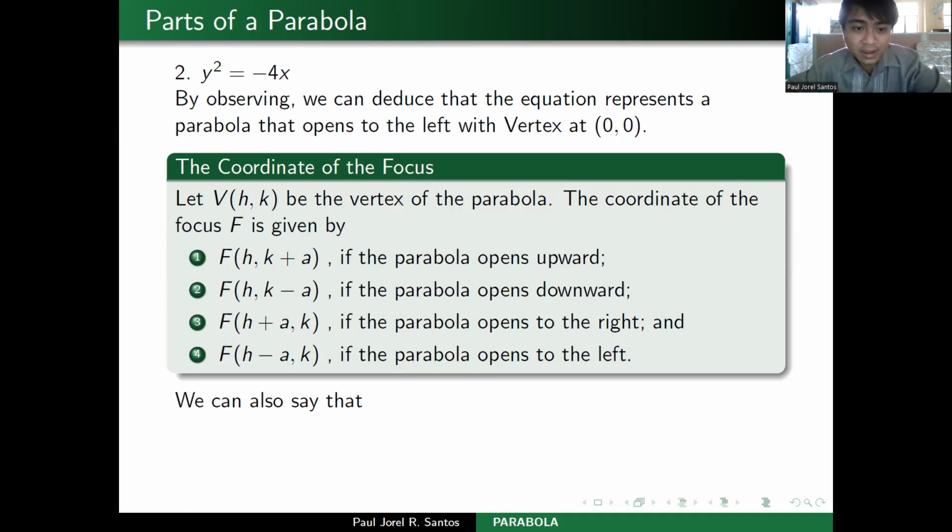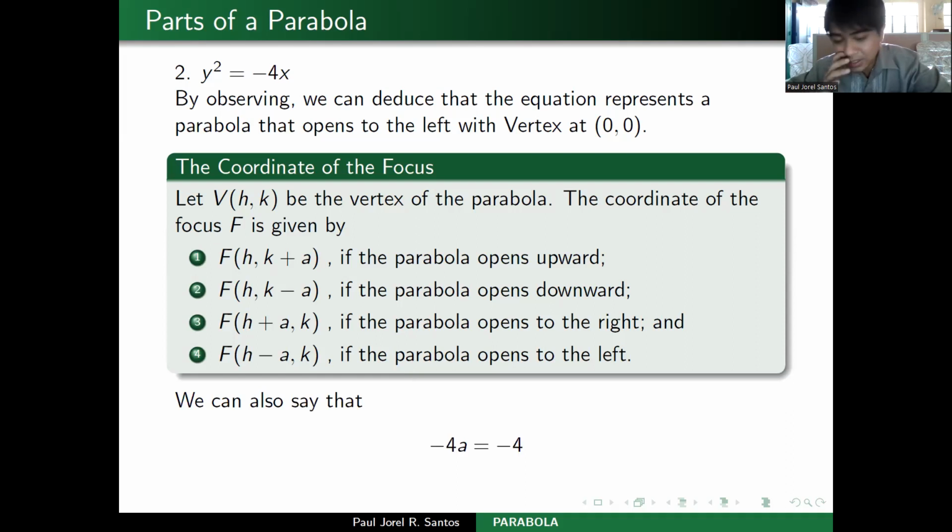To find the value of a, we have here negative 4a. Since in our problem, or in our equation, we have y squared is equal to negative 4ax, we need to say negative 4a is equal to negative 4 in this case.